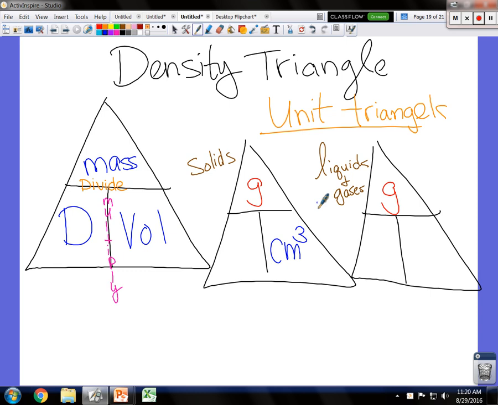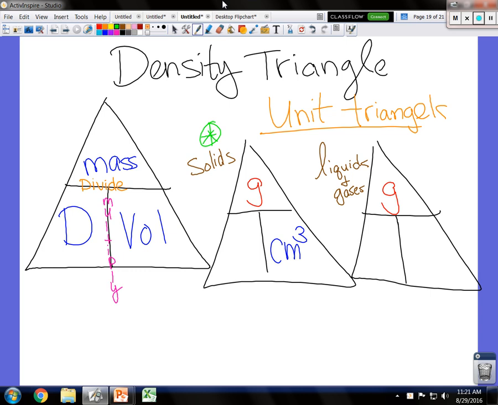Now here's the major question. What unit is on top? Right here. What unit is in the top of that triangle? Grams. What type of measurement is that? Now wait, mass, okay? What is in the bottom of the triangle? What unit is that? Centimeters cubed or cubic centimeters. What type of measurement is that? Volume. Are mass and volume the same types of measurements?